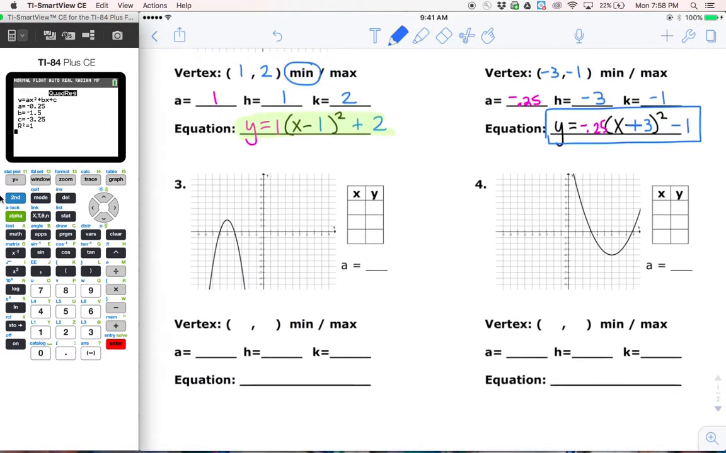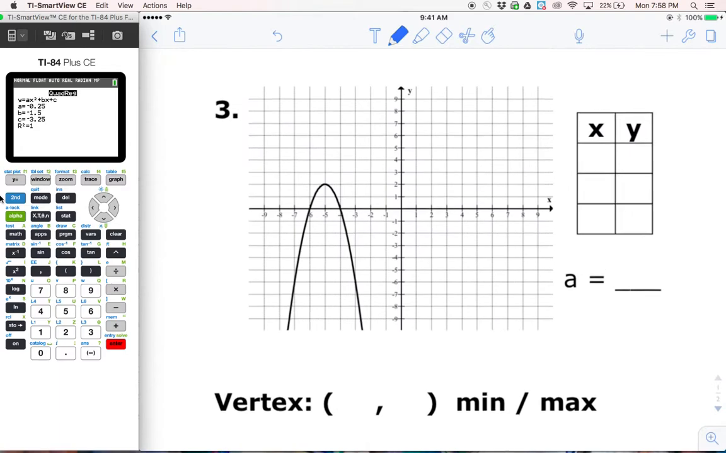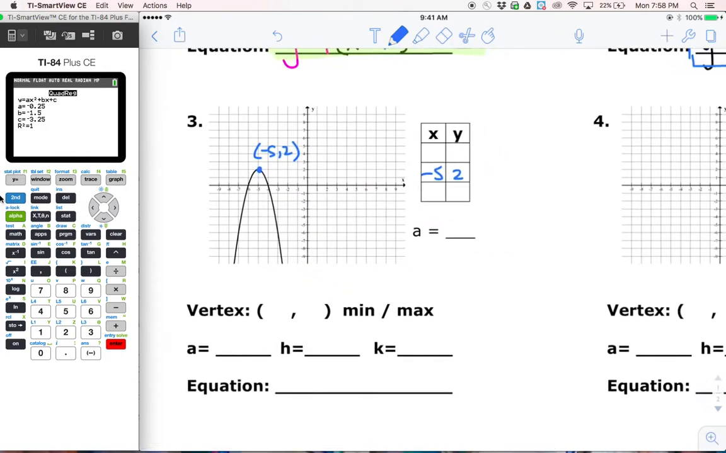Oh, forgot to tell you, by the way, this has a highest point, right? The vertex is the highest point, so that has a maximum. Alrighty, example 3, here we go. My vertex is at -5, 2. I need to fill in the other places here. I got -5, 2 for my vertex, so h is -5 and k is 2. And this has a highest point. My vertex is my highest point, so that is a maximum.